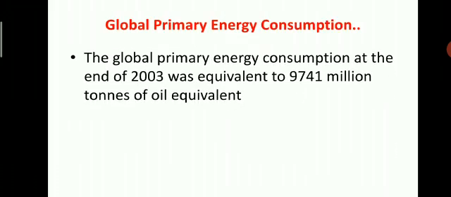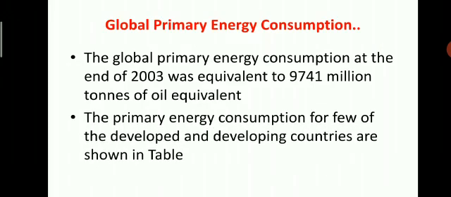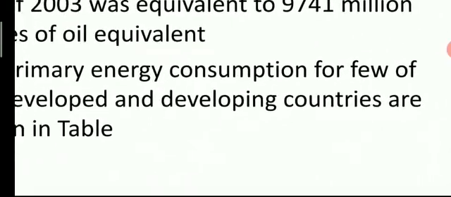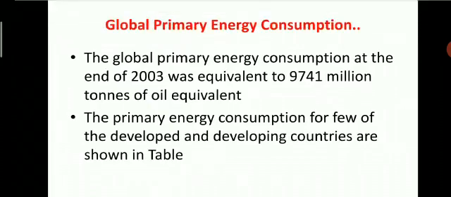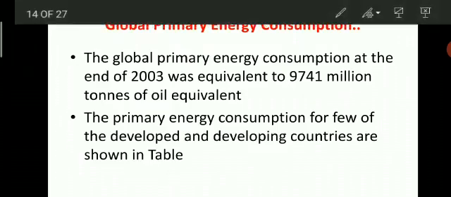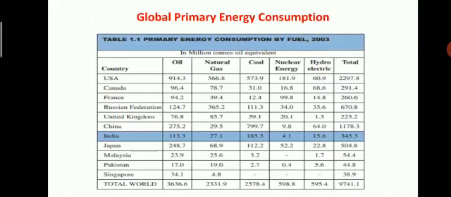The global primary energy consumption at the end of 2003 was equivalent to 9,741 million tons of oil equivalent. The primary energy consumption for a few of the developed and developing countries is given in the following table. You will see the table here. In the next slide, we will show you the detailed information required. So this is a figure: global primary energy consumption of every country.